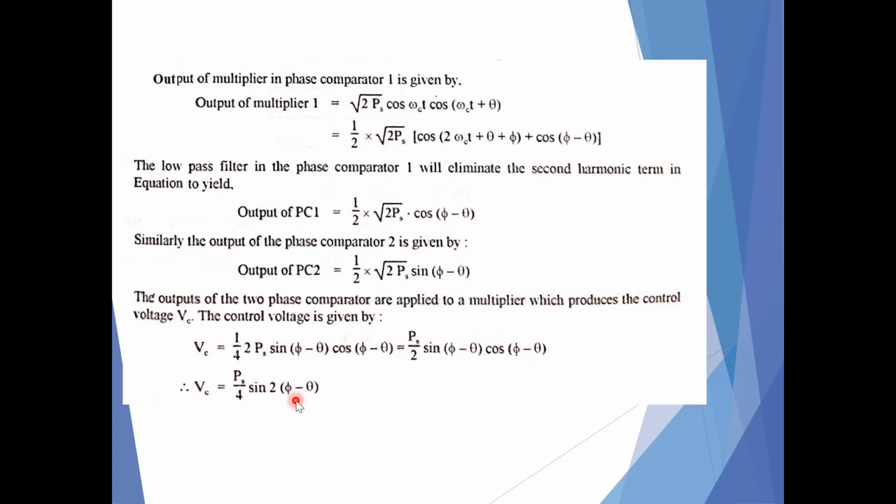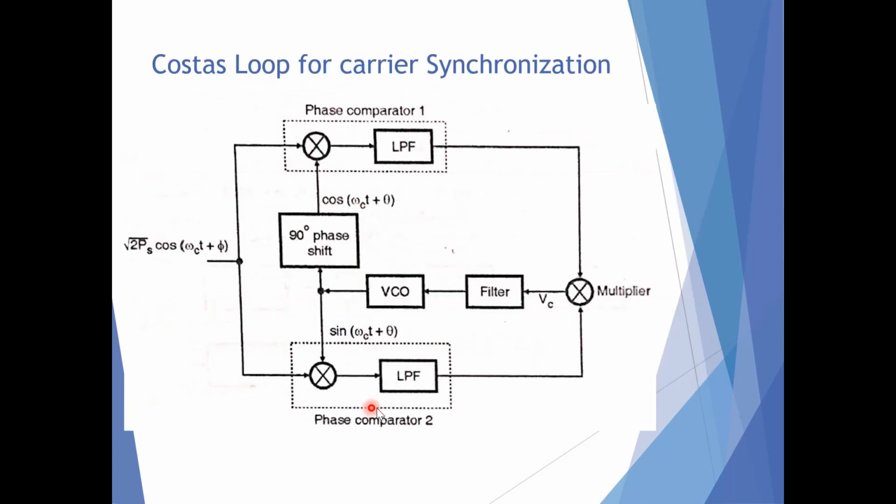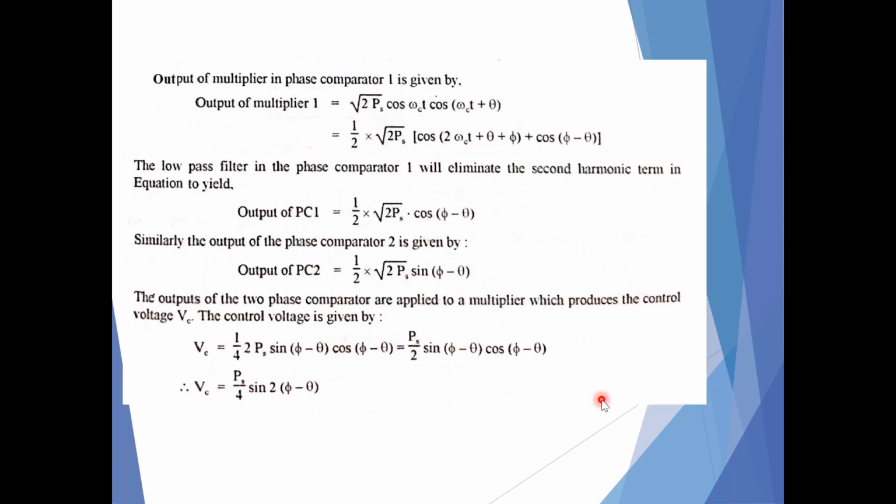The control voltage is then filtered, and then it is used for correcting the frequency of VCO. Thus, the Costas loop can be used for the purpose of carrier synchronization. So here we can see the Costas loop for carrier synchronization.